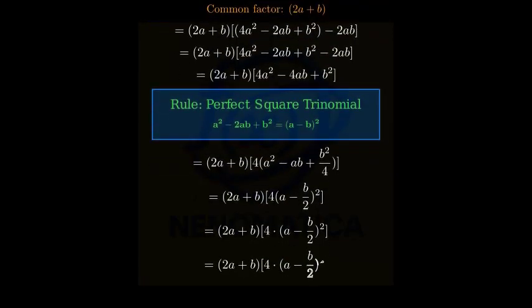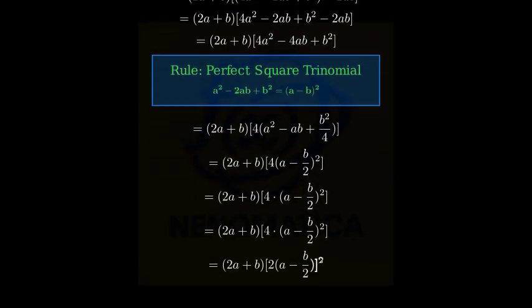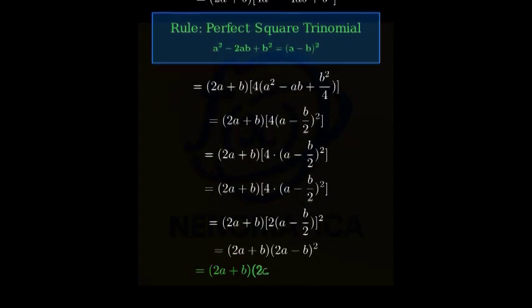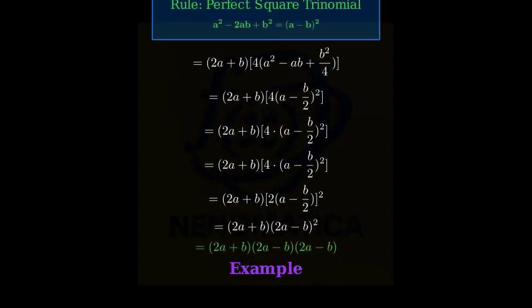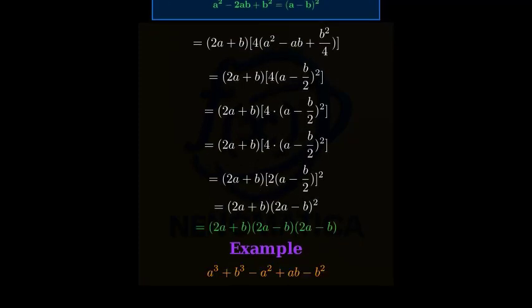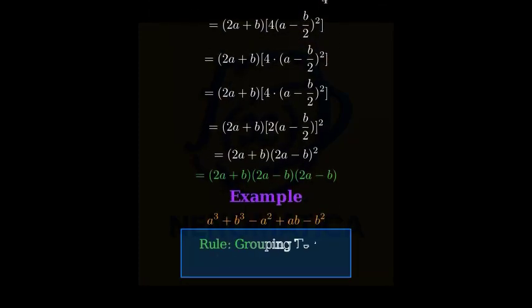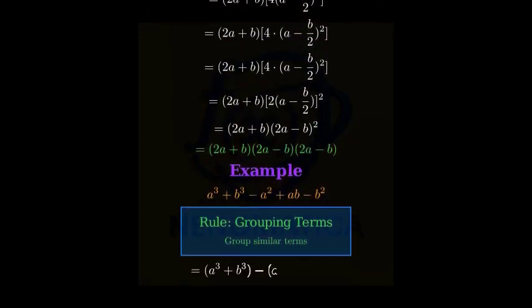Let's move on to our next example. We need to factor the expression a cubed plus b cubed minus a squared plus ab minus b squared. Let's first rearrange the terms to make it easier to spot patterns. We can rewrite this as the quantity a cubed plus b cubed minus the quantity a squared minus ab plus b squared.